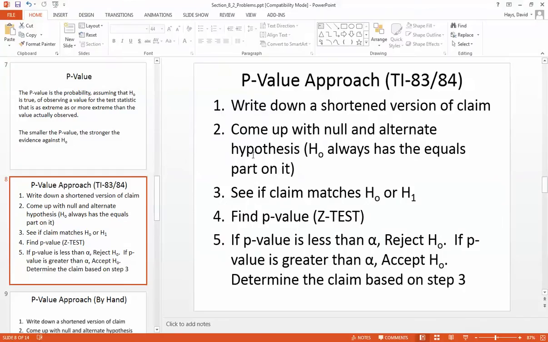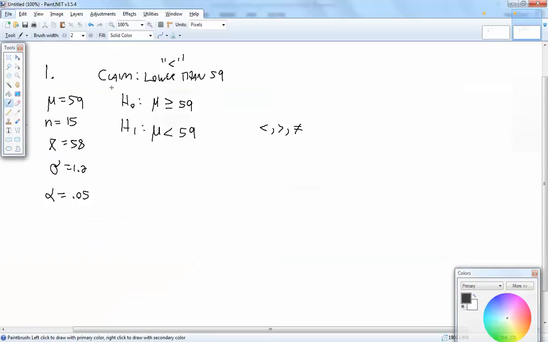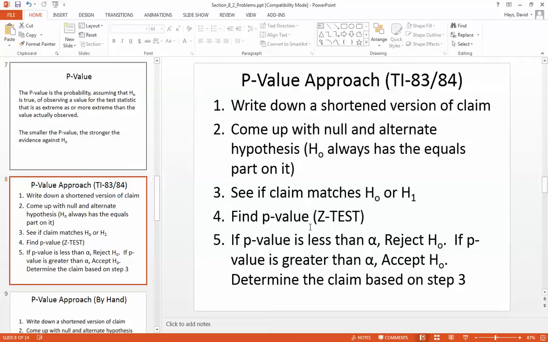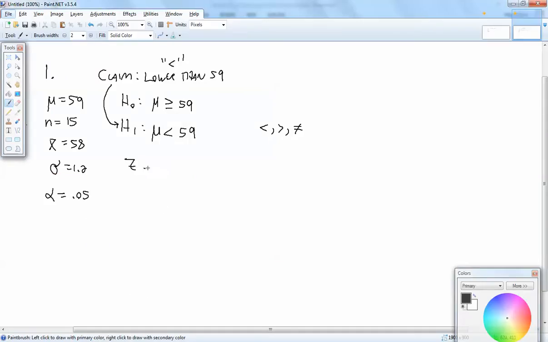Okay, step 3. See if your claim matches H naught or H1. Well, here's a less than, and our less than was on H1, so our claim matches H1. Now it says we're going to find a p-value using a z-test. So let's go do the z-test.